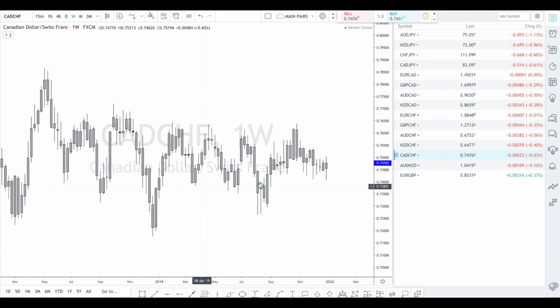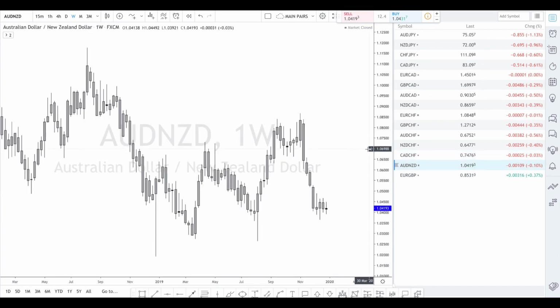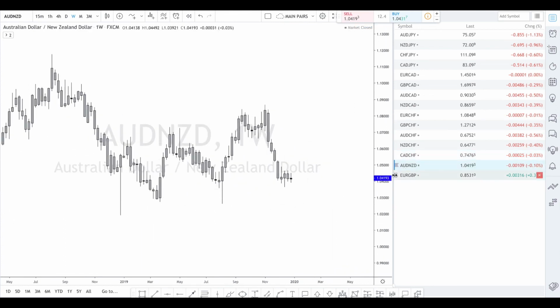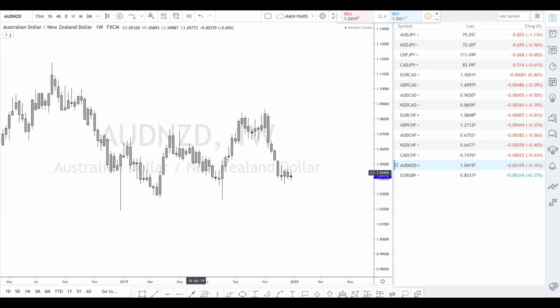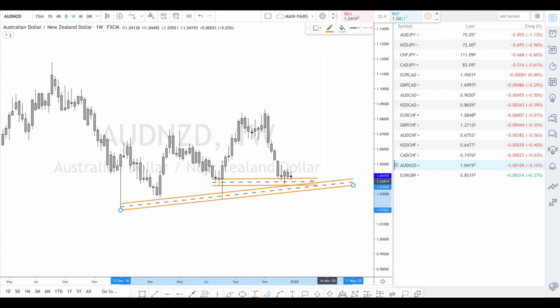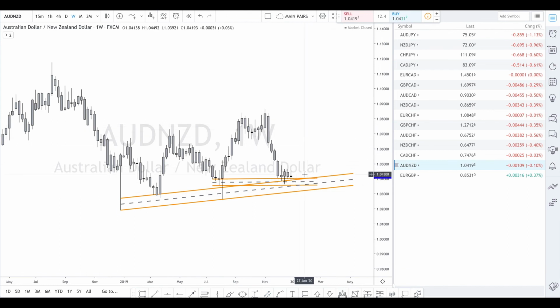CAD Swiss, you can see CAD very strong. This is showing you CAD versus Swiss franc, no real movement. Aussie New Zealand, which is Aussie versus New Zealand, practically the same currency. You can see Aussie has been stronger, but we're having a pause right now, around this key area of support. I think I even went over this already. This is a key area that may see us push back up, which would mean further Aussie strength and New Zealand weakness.